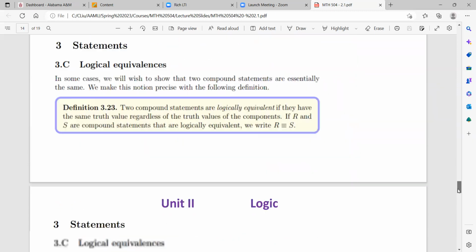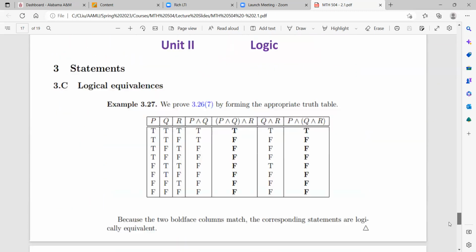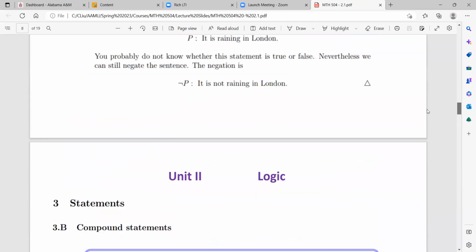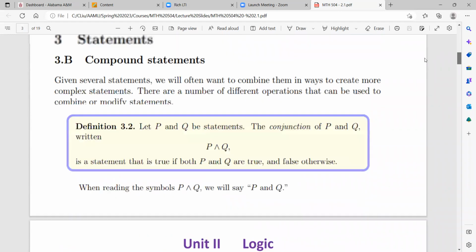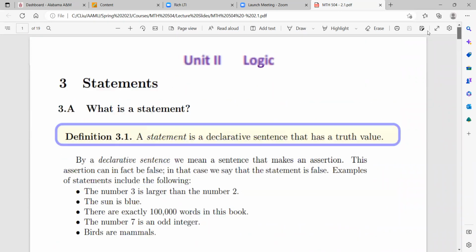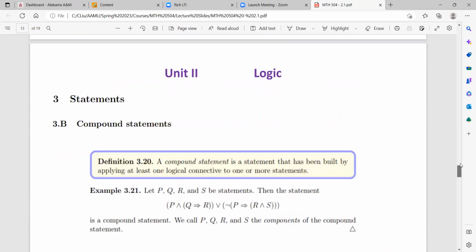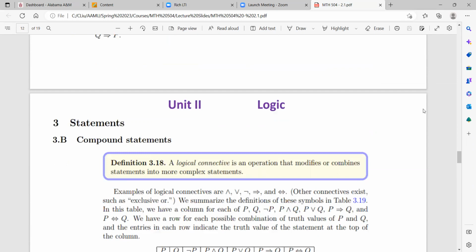We're going to stop here and continue the topic next time. Any questions so far? If not, let's just stop it here. Okay, everything looks good so far.